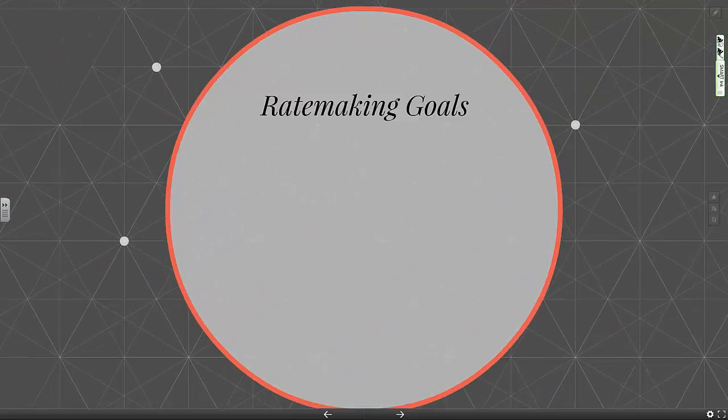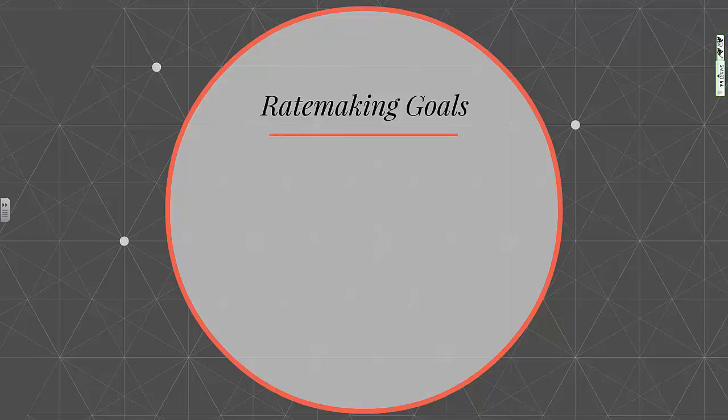Now let's discuss rate-making goals. We know that rates must be adequate, not excessive, and not unfairly discriminatory from our discussions of insurance regulation. But what about specifically from the perspective of the insurance company? In order for an insurance company to be successful, the rates that the actuarial staff sets for insurance policies should be stable. In other words, they should not fluctuate greatly.